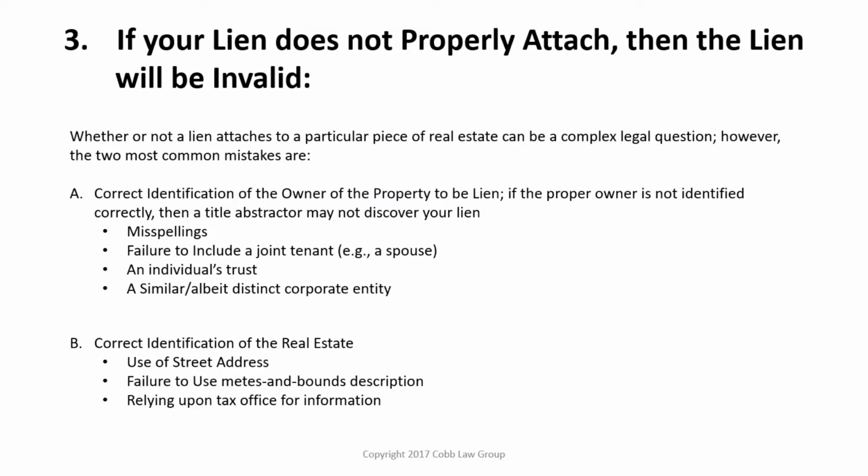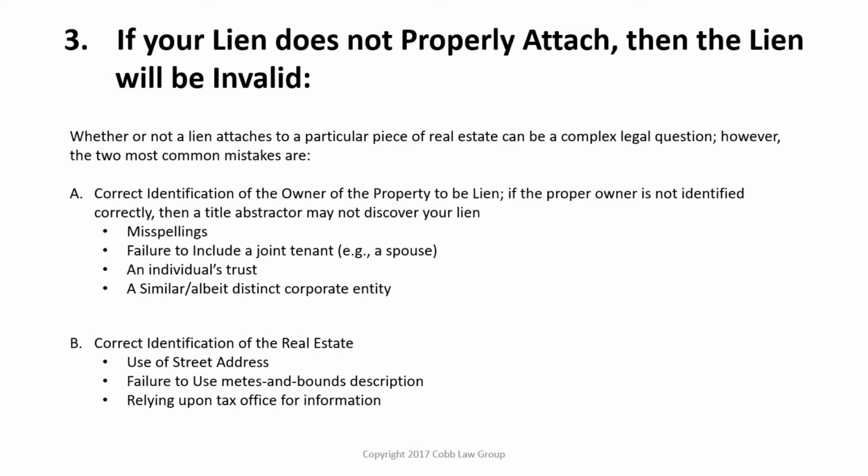Moving on to number 3. The third reason why liens fail in Georgia is your lien does not properly attach. And if it doesn't properly attach, then it will be invalid. Whether or not a lien attaches to a particular piece of real estate can be a very complex legal question. However, there are 2 common mistakes that we see when people file their own liens. People come to us and tell us this information, and then we have to end up correcting it.